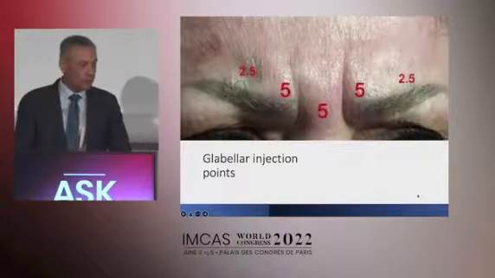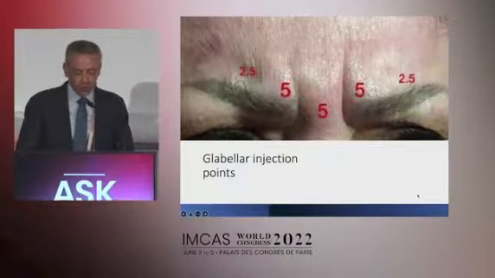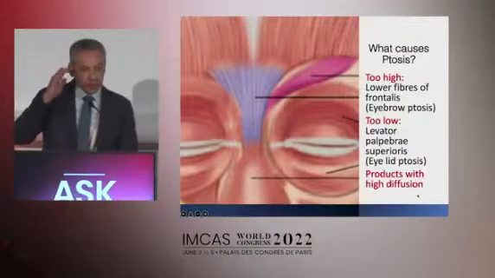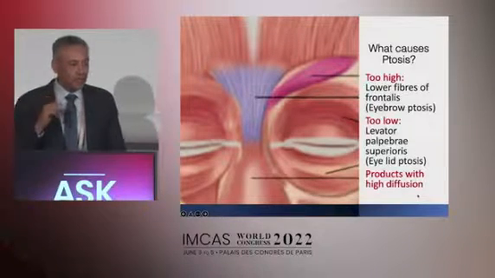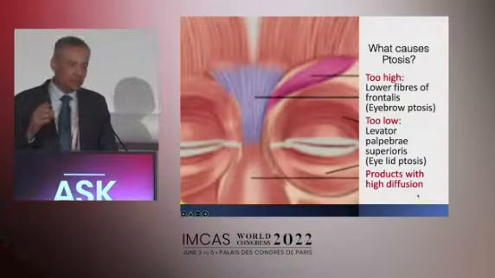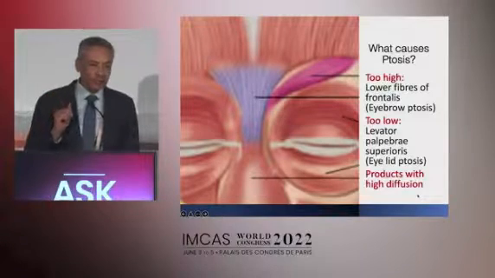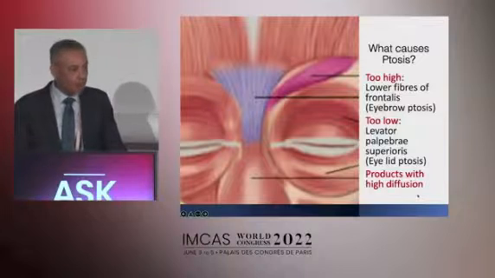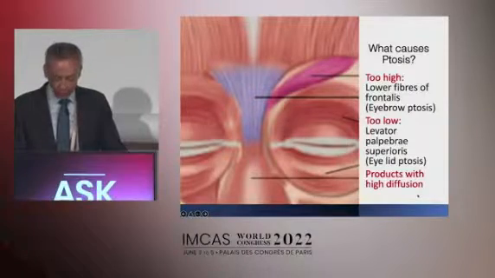These are the common injection points at the procedures, the head of the corrugators, and sometimes we add 2 additional points. Why do we get ptosis? It's either that we go too high, so we catch the lower fibers of the frontalis muscle. If this happens, the medial eyebrow dips down because we relaxed its elevator. On the other hand, if we go too low and the diffusion occurs to the eyelid levator, the levator palpebrae superioris, then we will get eyelid ptosis, which is much more difficult to manage.